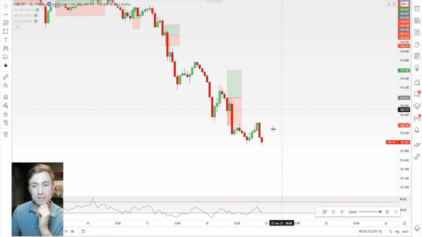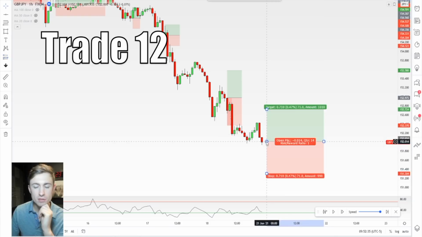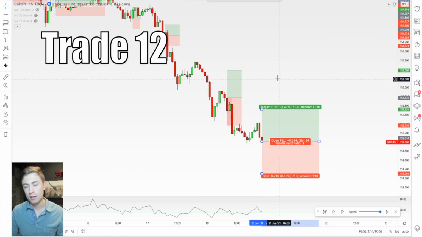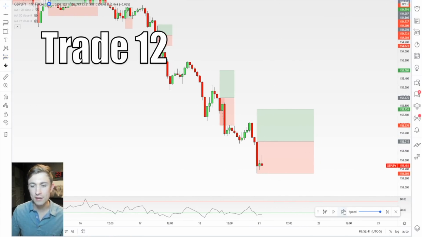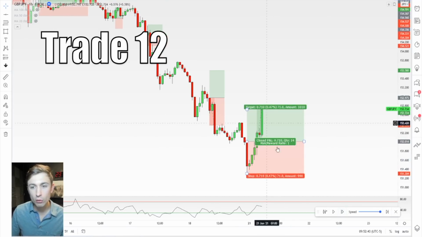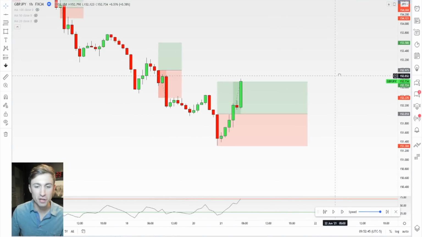Okay, so now we're back down at the bottom. Do you think this level is going to break? Do you think this level is going to reverse? I'll let you make the call here, and let's go. Look at that, that is so aggressive. That was a heartbreaker right there.